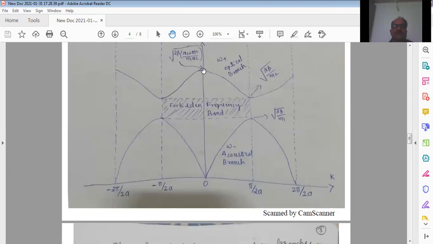This is the value of this point, and this is the value of this point. I will show you how we are going to get these. And in between, a forbidden frequency band is there. If the vibrations have frequencies in this range, they are not transmitted by the lattice. Because of that reason, it is called the forbidden frequency band.